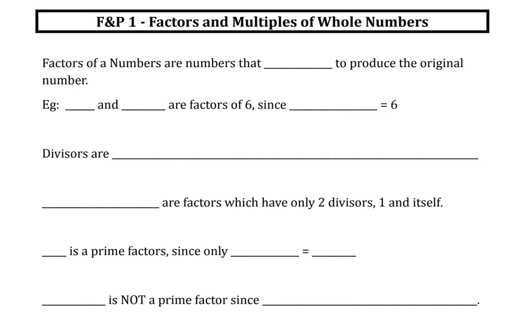Factors of a number are numbers that multiply to produce the original number. For example, 2 and 3 are factors of 6, since 2 times 3 equals 6.